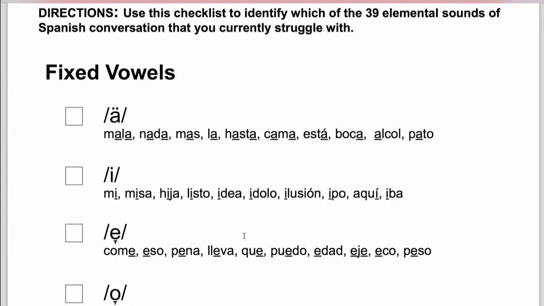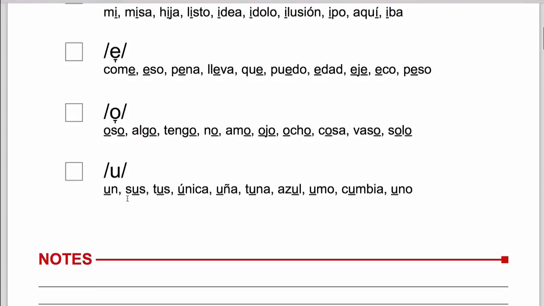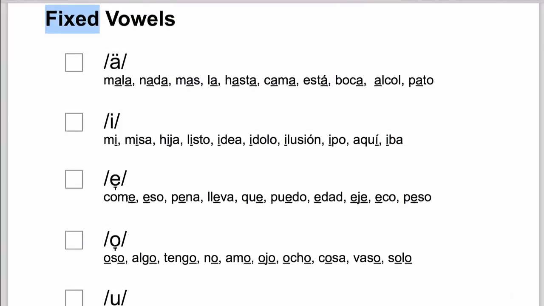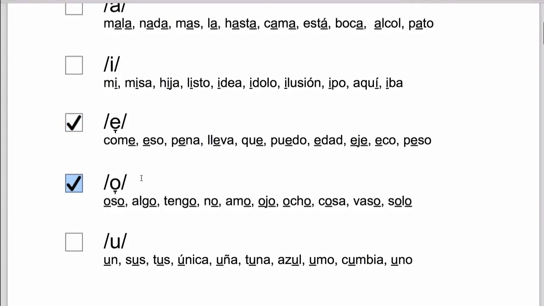So starting off, we have our fixed vowels. When we use the term fixed, we're referring to the tongue position when you're articulating the vowel. Fixed tongue position means when you say the a, i, e, o, u, your tongue is not moving at all. Now, this is very important because some of the most commonly mispronounced sounds in Spanish are the e and o from English speakers, because in English, we typically move our tongue during these sounds.